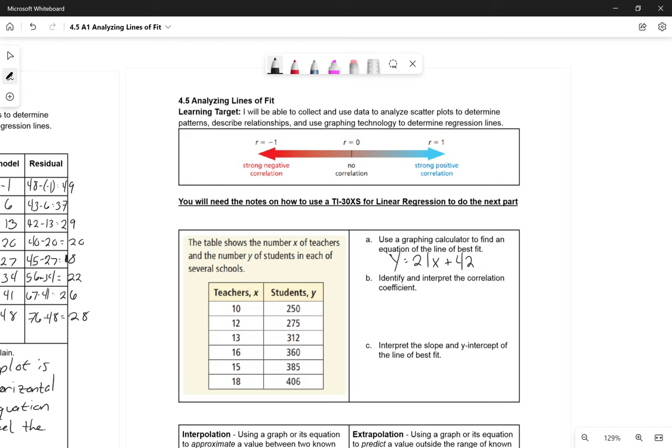And B, it is asking us to identify and interpret the correlation coefficient. So going back to Desmos, we look for our R value. Our R value is 0.959. I like to round this to the nearest thousandth. So that will give us actually a correlation coefficient of 0.960. And if I look at my graph above, the closer it is to 1, the stronger it has a positive correlation. And since we're really close to 1, we have a strong positive correlation.